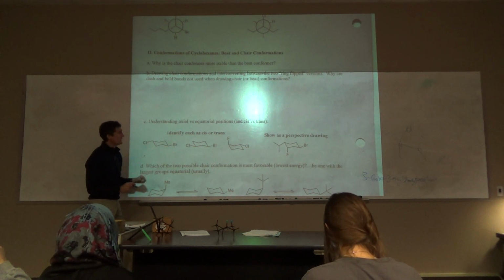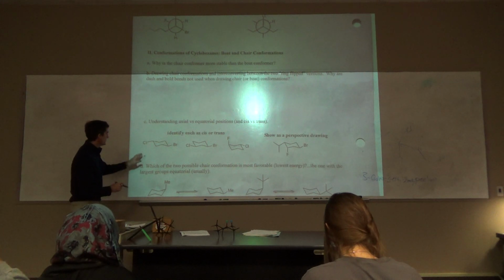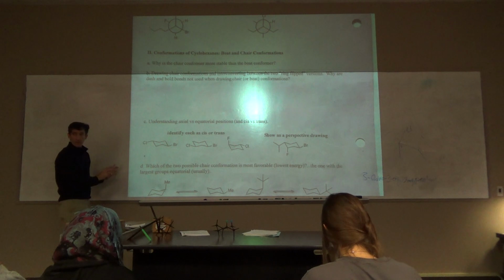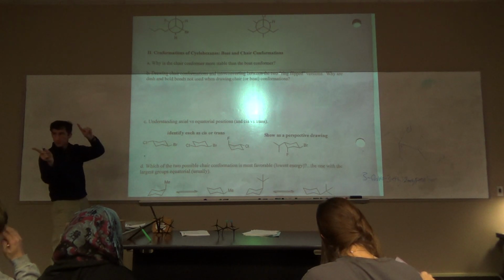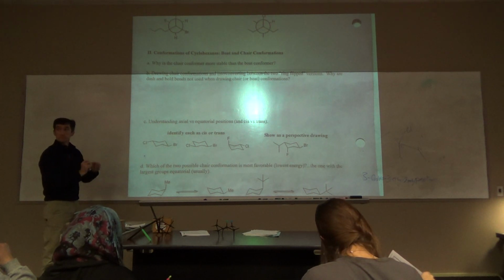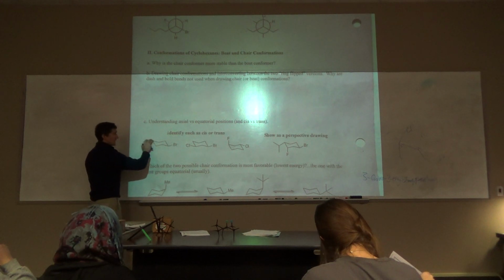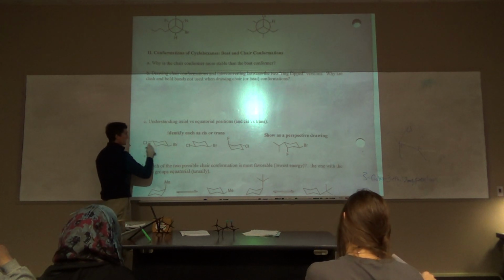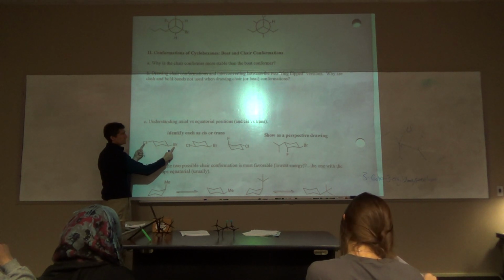Identify each as cis or trans. Okay, we talked about drawing a perspective with the dashed and bold. If you have 2 groups and they're both bolded towards you, that's cis, right? Okay. Well, what about if they're drawn like this in chair conformations? How do you tell? This compound here, are these 2 halogens cis or trans?